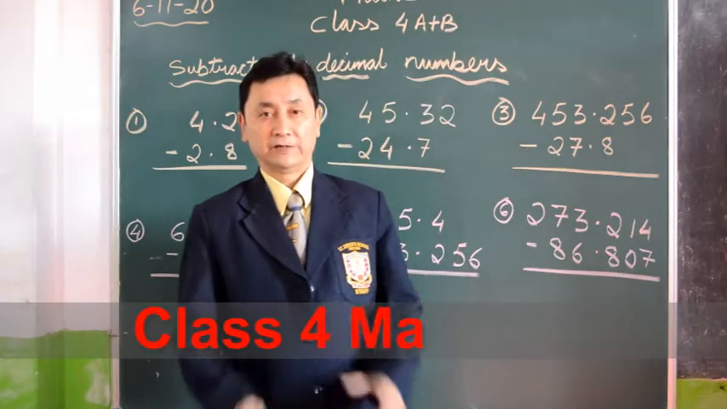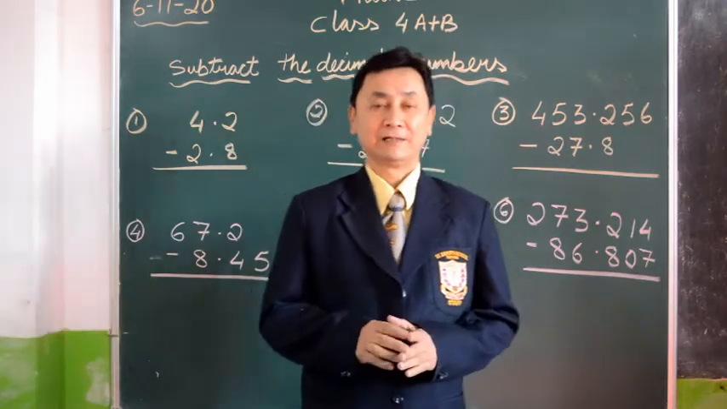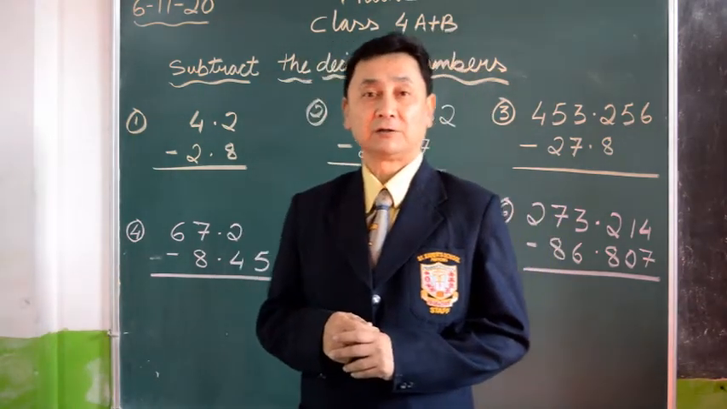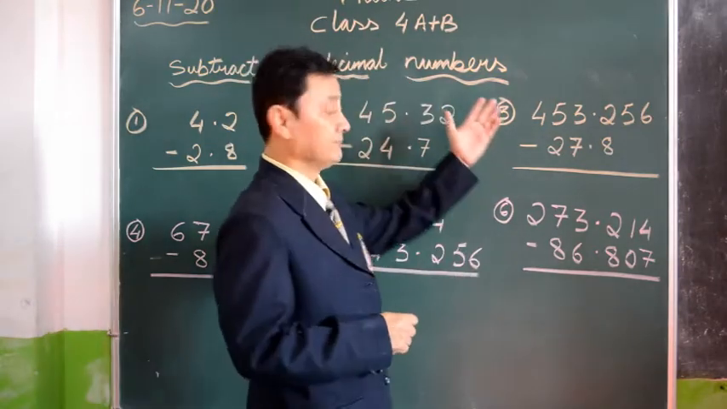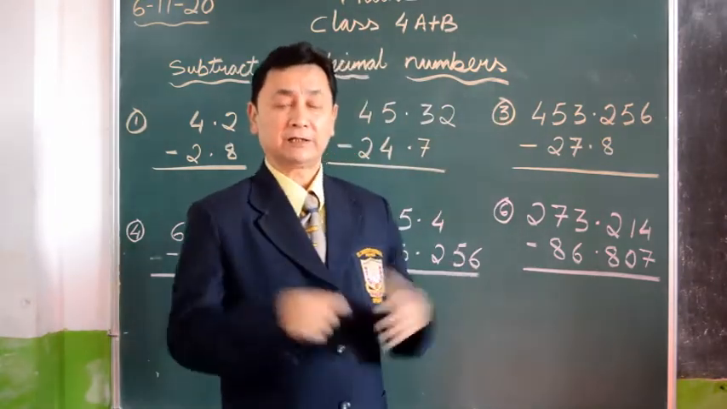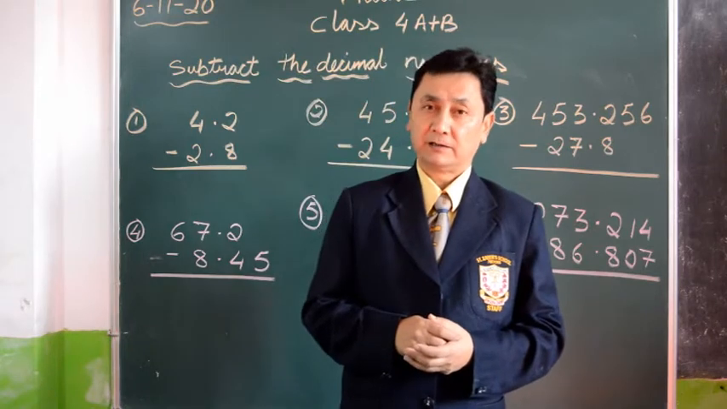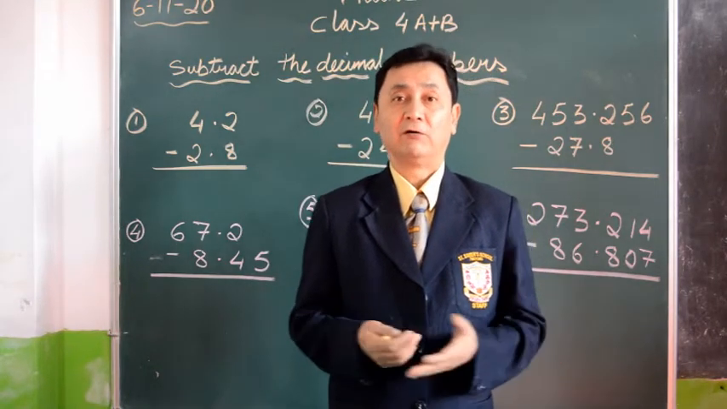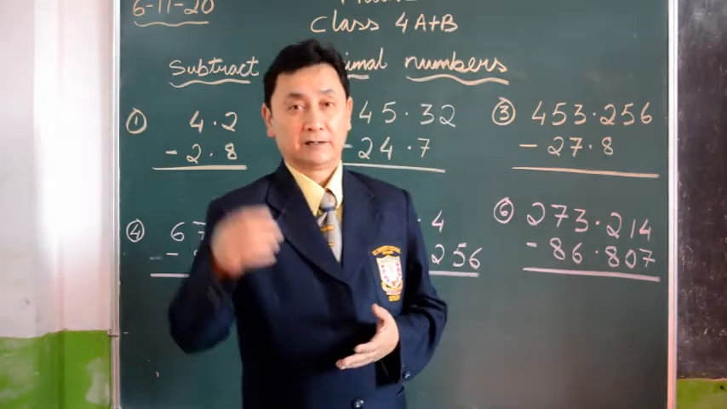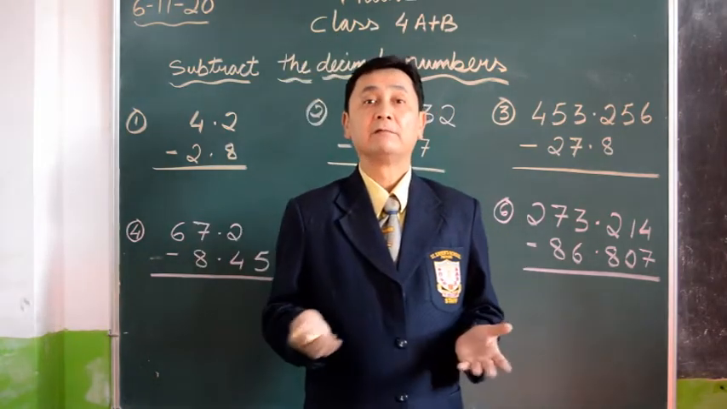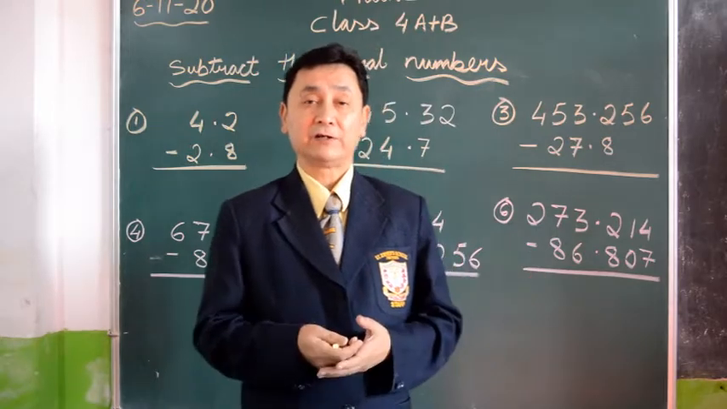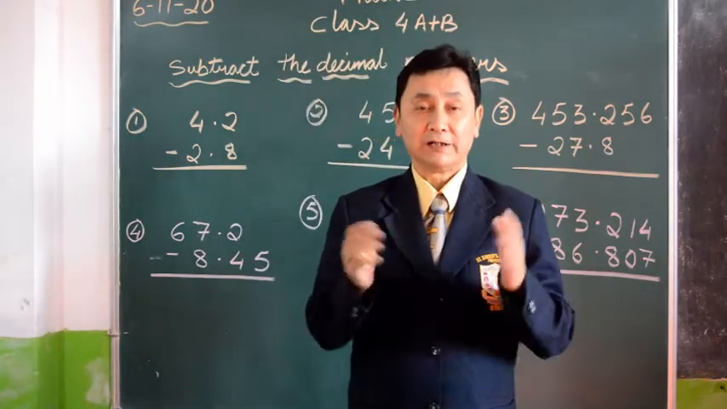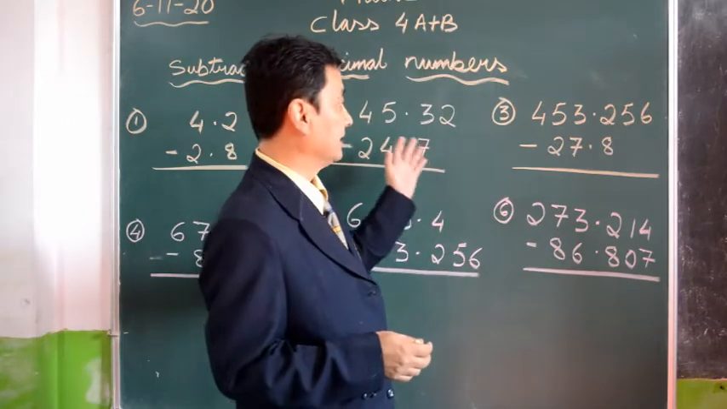Dear children, we are still continuing with decimal numbers, and today we are going to learn subtraction of decimal numbers. Before we do subtraction, let's do a few simple mental sums. 7 minus 3, 4. 10 minus 5, 5. Fast, you're very slow. 12 minus 8, 4. In the same way, we are going to subtract these numbers.